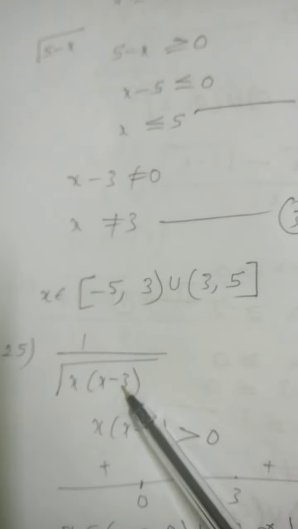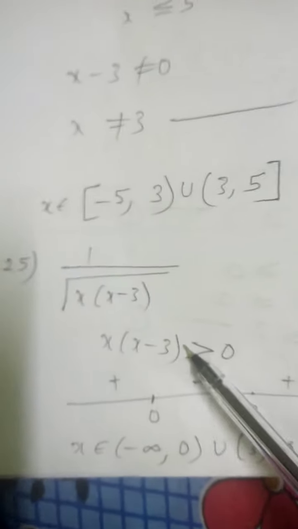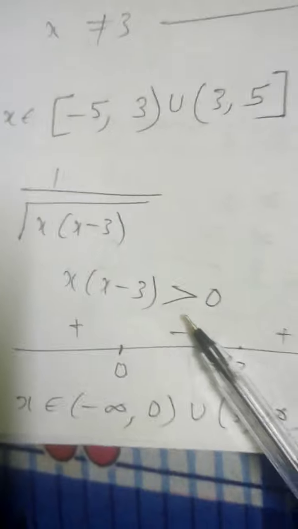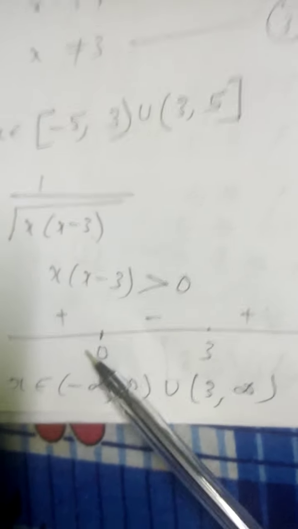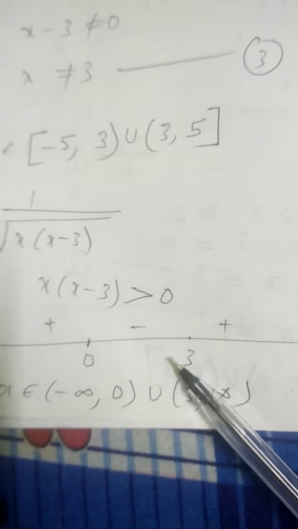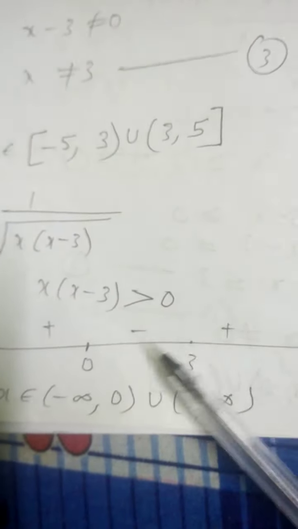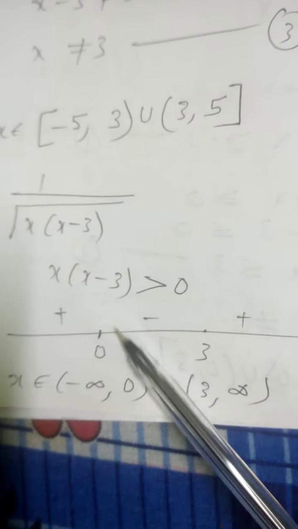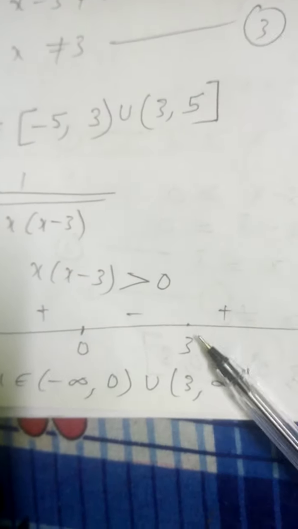Next question is 1 by root x into x minus 3. So x into x minus 3 is greater than 0. Because it is in denominator, we will not take equal to, we will take greater than 0. So on the number line, if I draw, it is 0 here, 3 here. So it is plus, minus, plus. Greater than 0 means, plus means it lies between minus infinity to 0, union 3, comma, infinity.